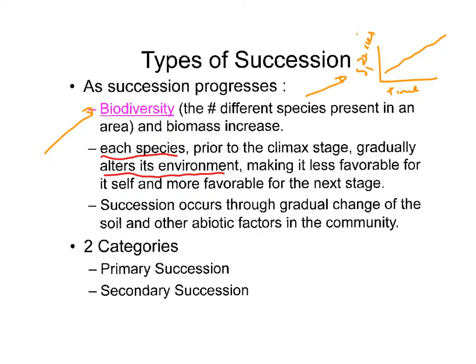And so succession happens as basically one species gets the community ready for new types of organisms to take over. It's a gradual change, especially in the soil. Soil is really important in succession, and some other abiotic factors will change also. Maybe you could think of things like humidity, things like soil pH, stuff like that, being altered based on the presence of different plants and things like that.